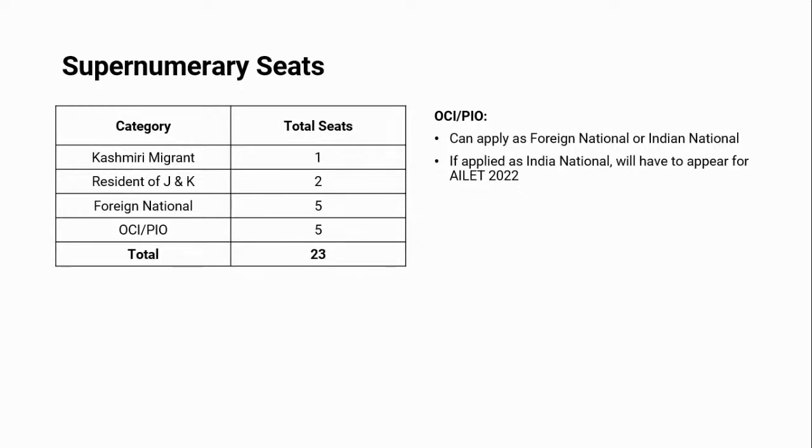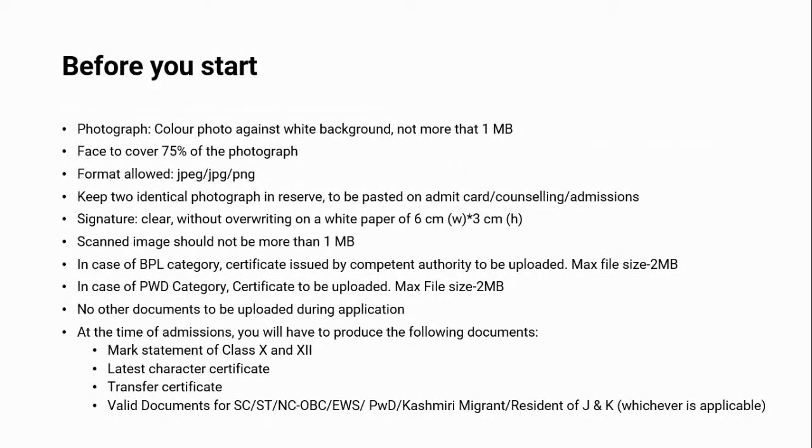Now, when it comes to the OCI, overseas citizens of India, or a person of Indian origin, there are 5 seats reserved for them, and they have a choice. They can apply as an Indian national or they can apply as a foreign national. In case they apply as a foreign national, the rules will be different. They don't need to appear for the exam, but otherwise they'll have to appear for the exam.